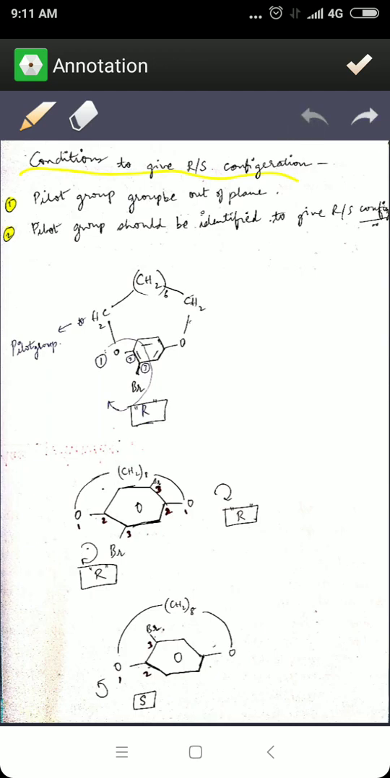Okay, now suppose you are given a disubstituted ring with substituents on the other end also. You can do the same kind of numbering and you will still get the R. Now let us move on to the next example.